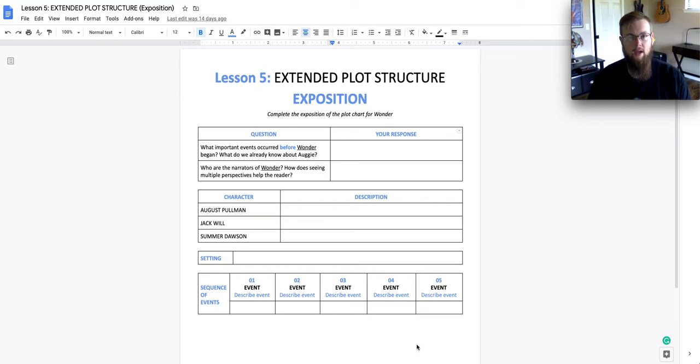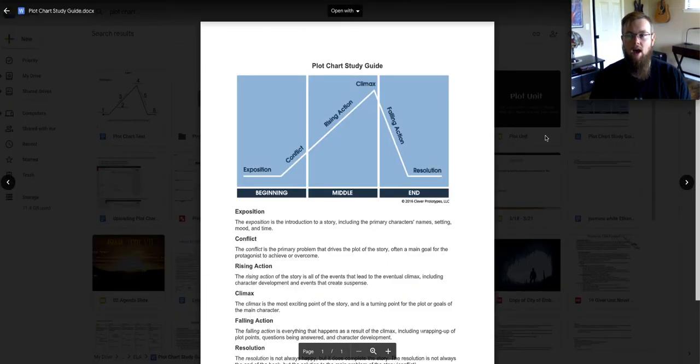Complete the exposition of the plot chart for Wonder. I do want to quickly rephrase that: this is a plot chart right here. Exposition is the introduction to a story. We get introduced to some of the primary characters, typically the protagonist and the antagonist, and some of the other major round characters and some of those flat characters as well. We get introduced to the setting, the major place where this book takes place, and typically the time as well. This is just the beginning of the book, the exposition.